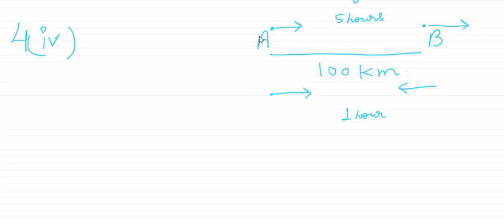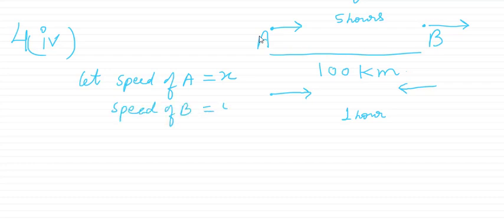In these types of questions, we have to take the relative speed. So let the speed of car A equal x and the speed of car B equal y kilometers per hour. Now when the cars are moving in the same direction, the distance between them will keep on decreasing. If car A moves faster, the distance between these two will become less. In that case we take the relative speed as x minus y.